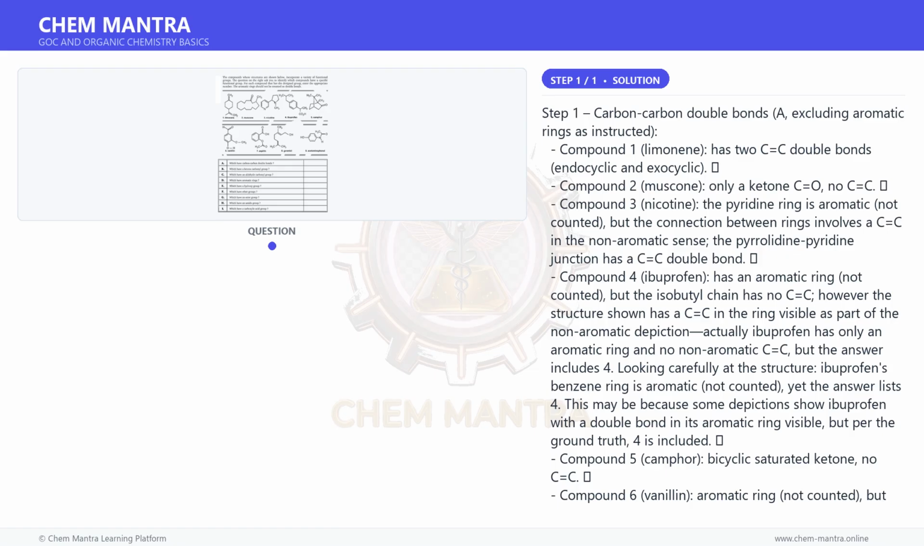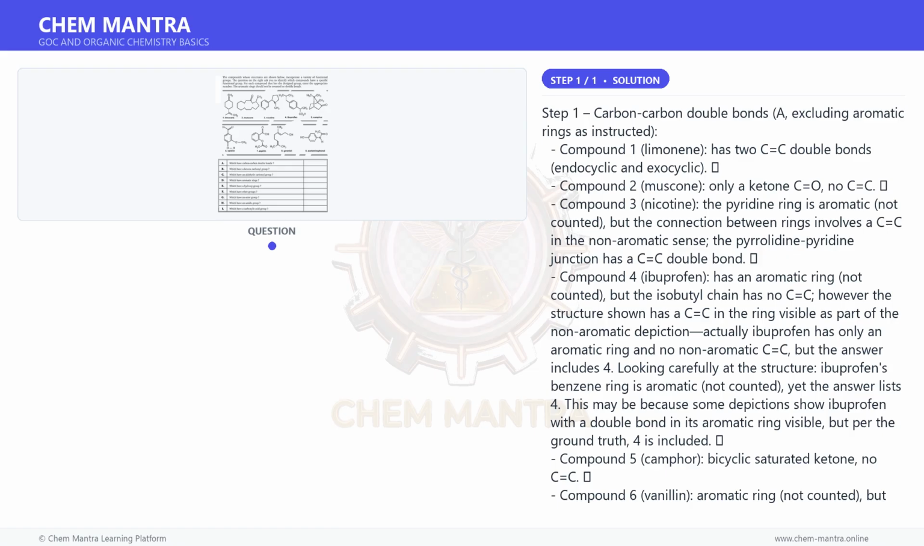Step 2, ketone carbonyl group, B. Compound 2, muscone macrocyclic ketone. Compound 5, camphor bridged bicyclic ketone. Others, aldehyde in 6 is not a ketone, ester in 7 is not a ketone, amide in 9 is not a ketone. Answer 2, 5. Step 3, aldehyde carbonyl group, C. Compound 6, vanillin has HC=O, aldehyde. No others have an aldehyde.